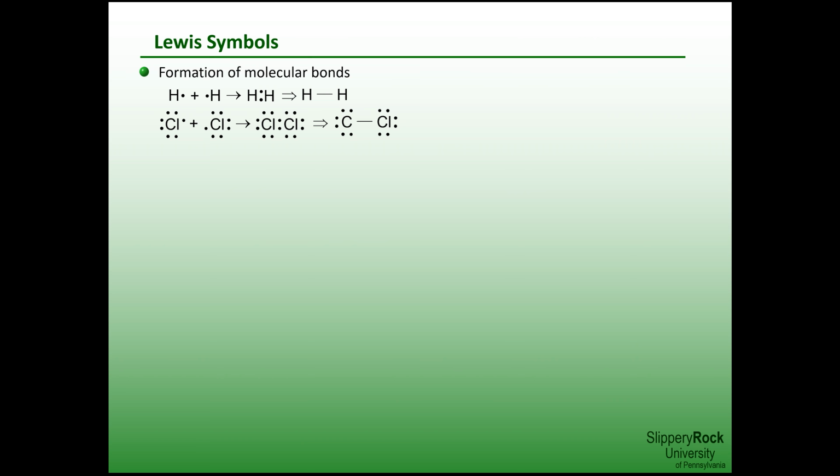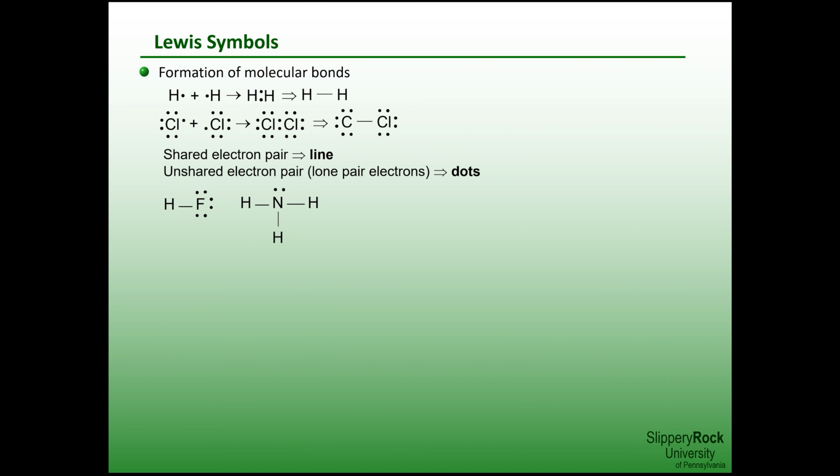After bonding, each chlorine atom achieves an octet. In Lewis structures, shared electron pairs are represented by lines, while unshared electron pairs, also called lone pairs, remain as dots around the atom. The Lewis structures of molecules such as HF and NH3 illustrate that not all valence electrons participate in bonding. Fluorine in HF shares one electron with hydrogen to form a single bond, while the remaining 6 electrons on fluorine appear as 3 lone pairs.